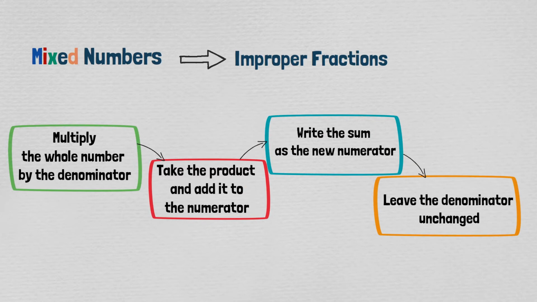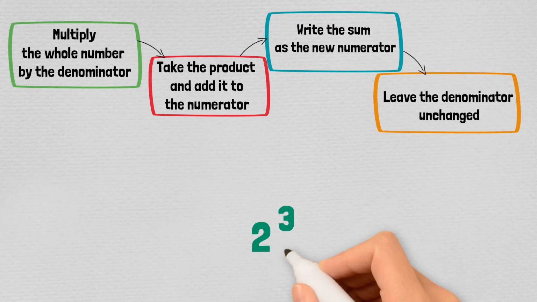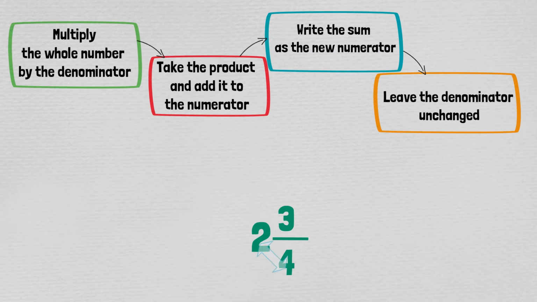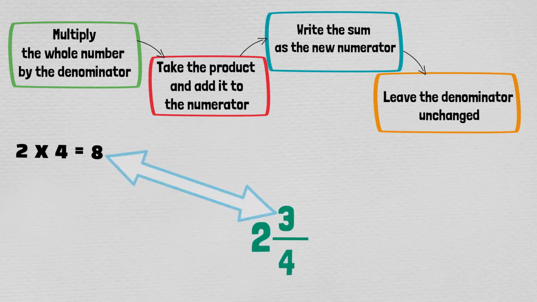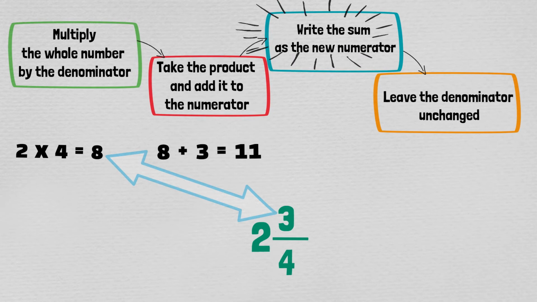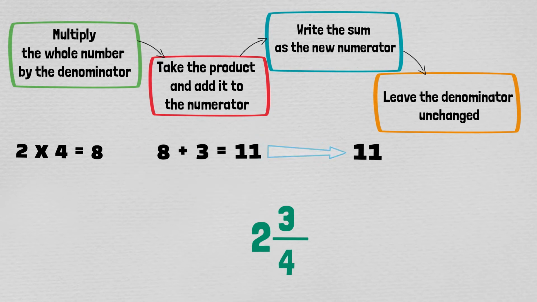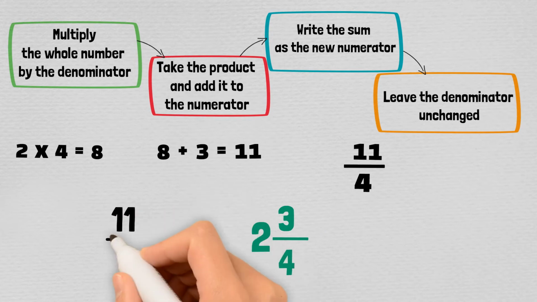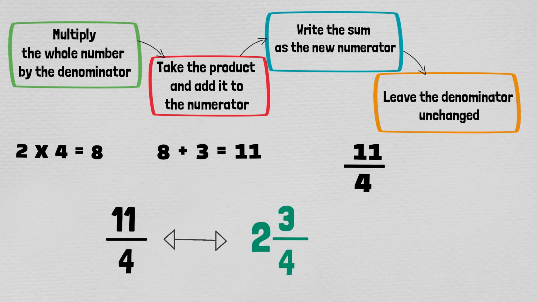So, let's do some examples together. We start with the mixed number 2 3/4. First, we take the whole number 2 and multiply by the denominator 4. 2 times 4 equals 8. Second, we take the product 8 and we add it to the numerator 3. 8 plus 3 equals 11. Third, we use the sum 11 as our new numerator and we keep the old denominator 4 unchanged. 11/4. The improper fraction 11/4 is equivalent to 2 3/4.